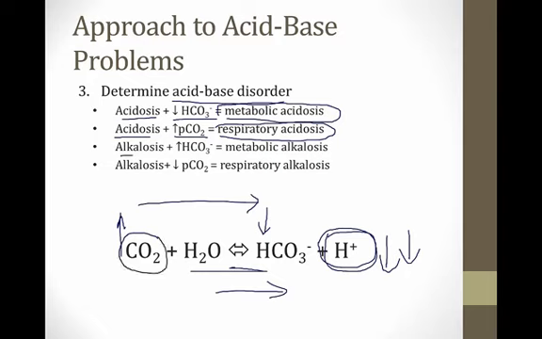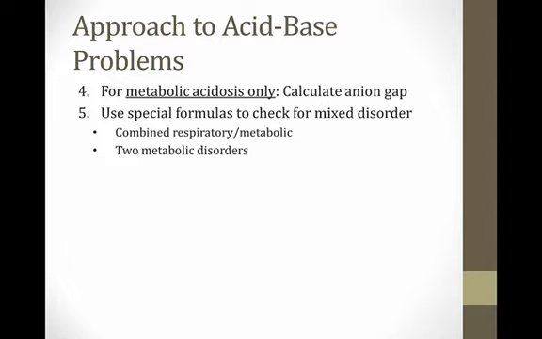If you have an alkalosis and a high HCO3, that's a metabolic alkalosis. And if you have an alkalosis and a low PCO2, that's a respiratory alkalosis. And all this is very easy to make sense of if you just remember this equation down here at the bottom of the screen.